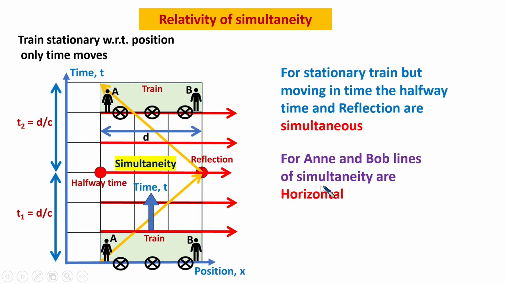For Anne and Bob, lines of simultaneity are horizontal. So the line of simultaneity means any events which are happening are horizontal to the x-axis, because time is in this direction. So all positions are at the same time. All positions in this horizontal direction have the same time because time is in this direction. So any event happening here will be simultaneous. So now we discuss what happens in motion. That is, we know that in motion the time axis gets tilted, and to maintain the simultaneity we will see that the position axis also has to be tilted.